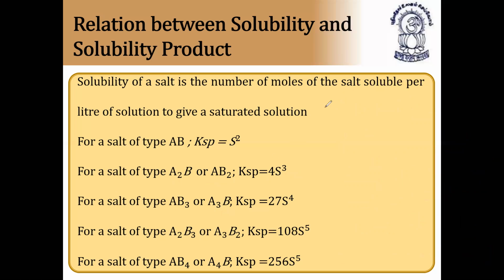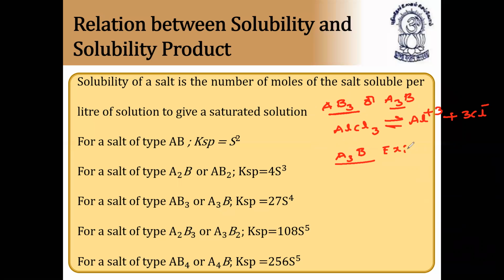Next continuation, third type of salt, AB3 type or A3B type. For AB3 type, I'll write one example, AlCl3, aluminum chloride, because aluminum chloride dissociates to form Al 3 plus and 3 Cl minus. For A3B type, example, sodium phosphate, Na3PO4, which dissociates to form 3 sodium ions plus phosphate ion PO4 3 minus.